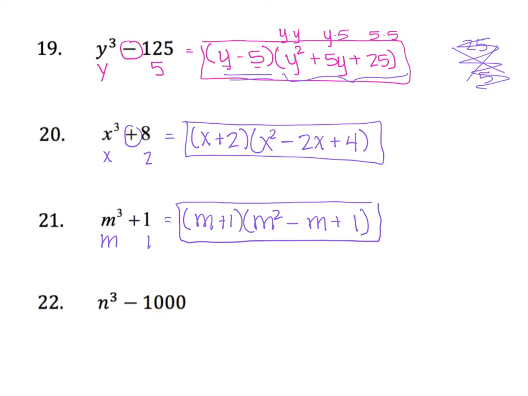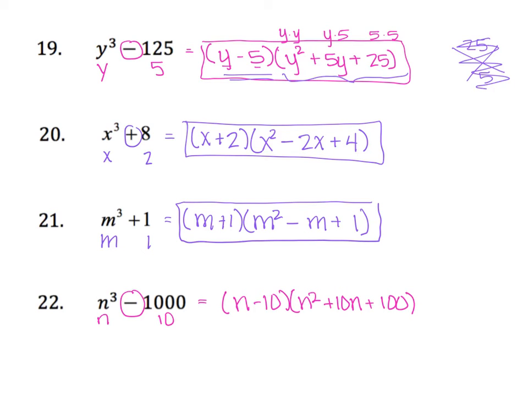And then number 22. N cubed, the cubed root of n cubed is just n, and the cubed root of 1,000 is 10. So those are both perfect cubes. So I can say the first sign stays the same. That means it's going to be n minus 10 times n squared is n cubed. Opposite sign would be plus, and the last sign is going to be always positive. Right? N times 10 is 10n, and 10 times 10 is 100.